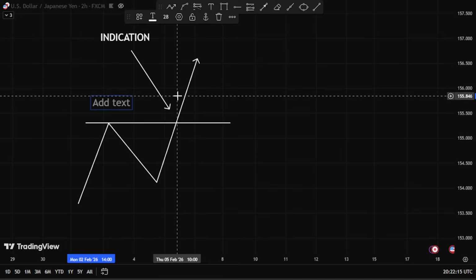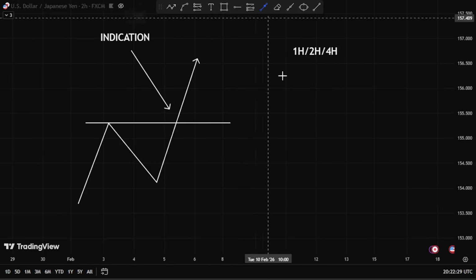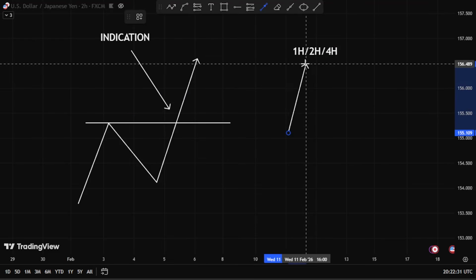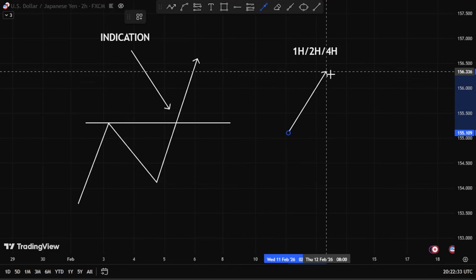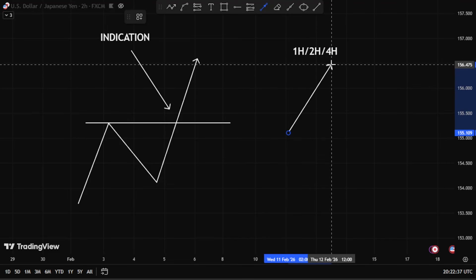Okay, so this is your higher time frame. Usually the higher time frame that you're using with the ICC is either the 1 hour, 2 hour, or the 4 hour time frame. Usually the 1 hour and the 2 hour are for your daily trades, but the 4 hour is for your higher time frame trades. And the 4 hour time frame usually is the one that gives you the big moves that happen in the market.